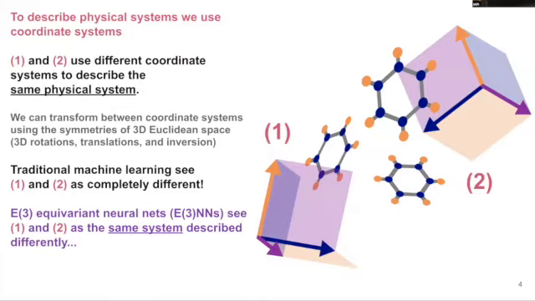Okay, but if we don't want to wait for our neural network to actually learn these symmetries, and instead we want it to focus its precious weights on things like learning quantum mechanics, we can imbue our neural network with these symmetries so that even without training, it's able to understand that coordinate system 1 and coordinate system 2 are being used to describe the same system of molecules. And so I'll be talking about Euclidean neural networks, which basically have this property.